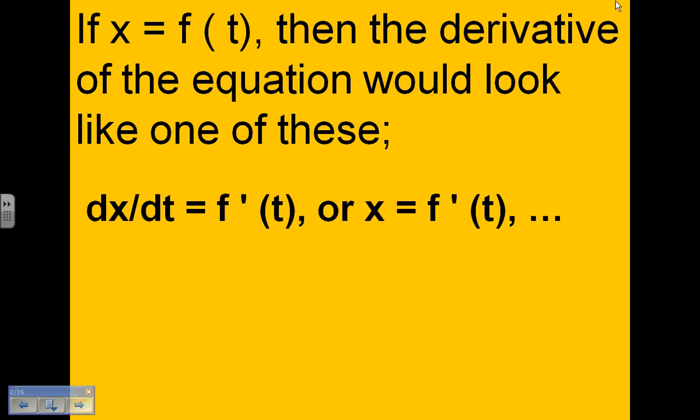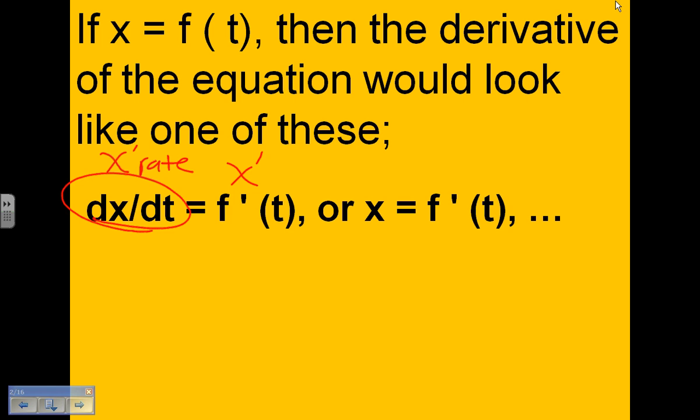So, here we go. dx/dt equals f prime of t. We did that. I called it also x prime. Don't worry about the f prime of t. If x equals f of t, then the derivative of the equation will look like one of these. This is going to equal some rate. And I usually call that rate x prime.